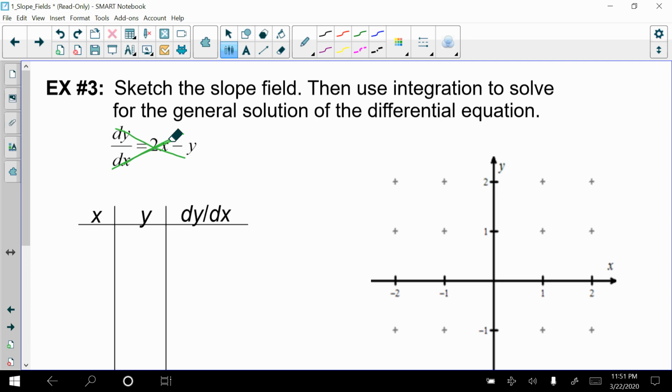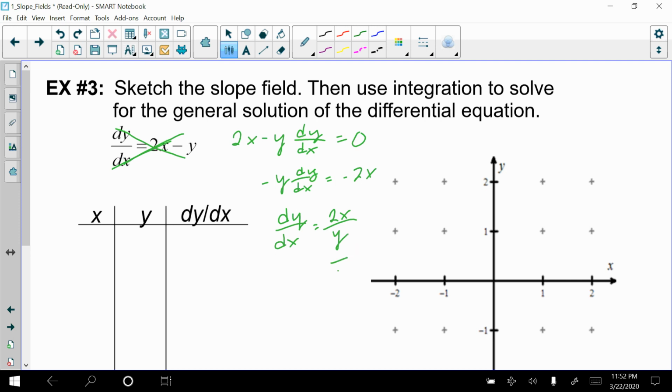The example that the students have says 2x minus y times dy dx is equal to 0. So we're going to go ahead and solve this for dy dx. So I'm going to say negative y times dy dx will be equal to negative 2x, and then divide by the negative y, and we get 2x over y positive.